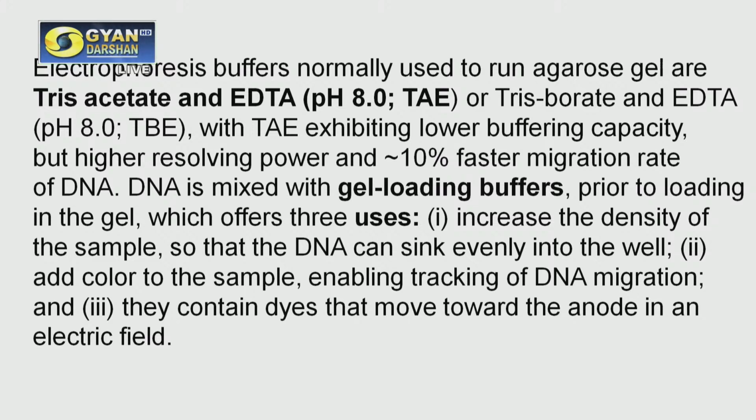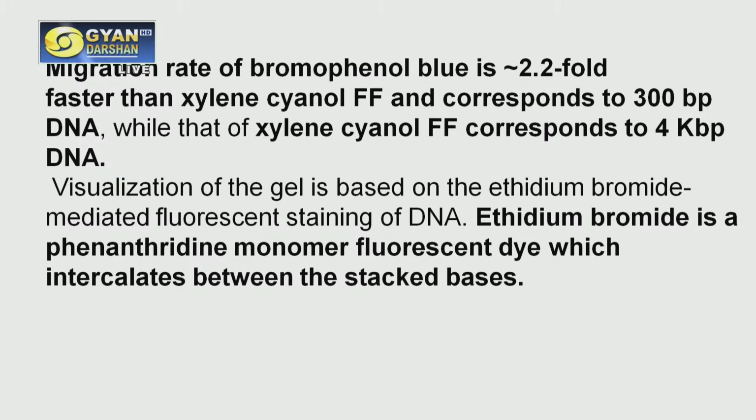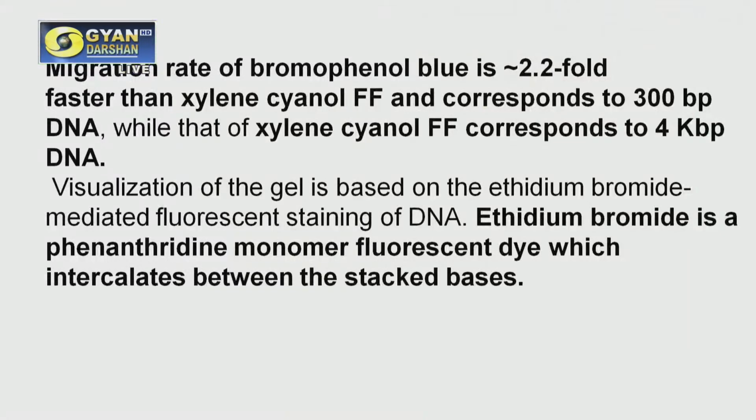So what are the dyes that you use in this gel loading buffer? That is bromophenol blue and xylene cyanol. Normally, the migration rate of bromophenol blue is 2.2 fold faster than xylene cyanol and corresponds to 300 base pair DNA. That means bromophenol blue will migrate faster as compared to xylene cyanol. And wherever you will find the bromophenol blue in the agarose gel, you can understand that it will correspond to around 300 base pair DNA.